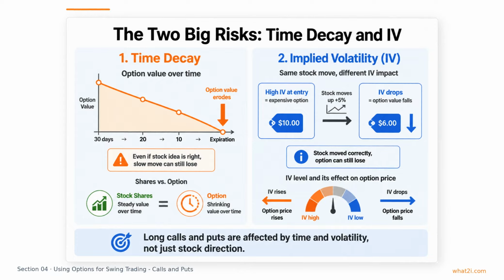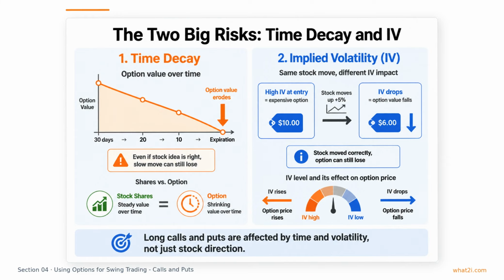Implied volatility, or IV, affects how expensive the option is before you buy it and how much value it can lose if that volatility drops. This is especially important after events like earnings, when IV often collapses once the news is out. So a stock can move in your favor and the option can still underperform because time and volatility work against you. That is why option swing trading cannot be evaluated by direction alone.